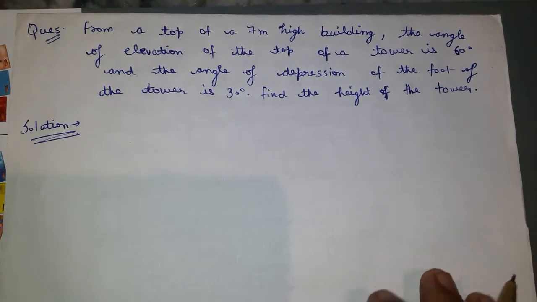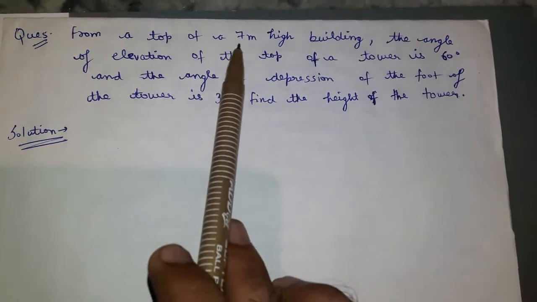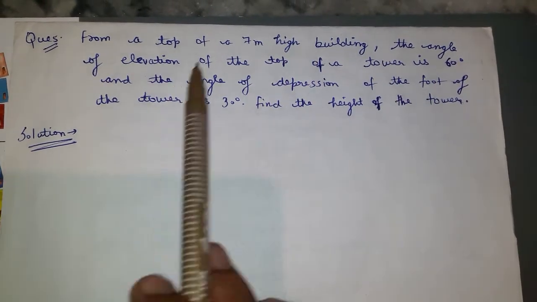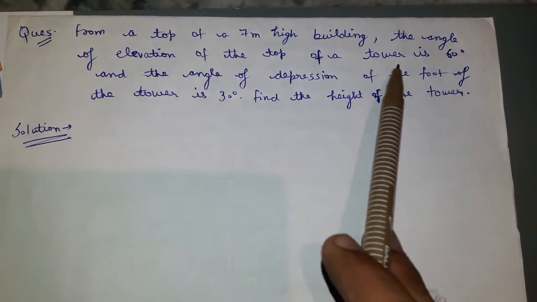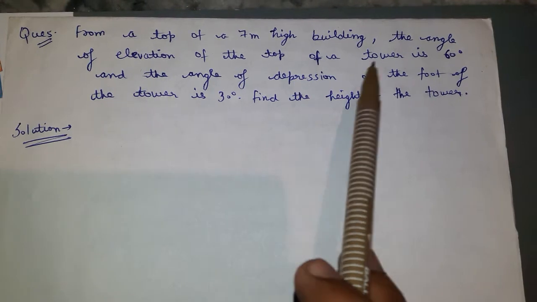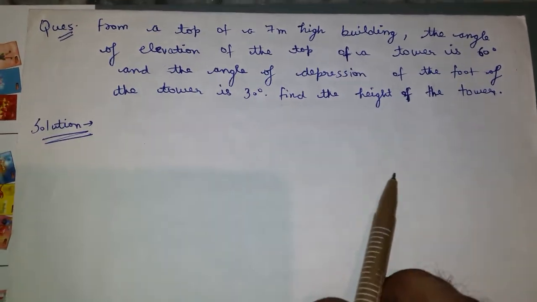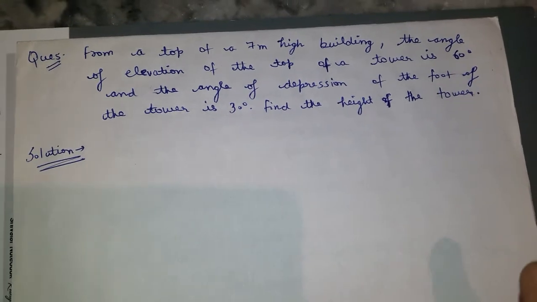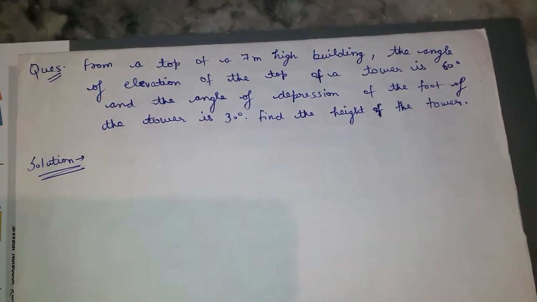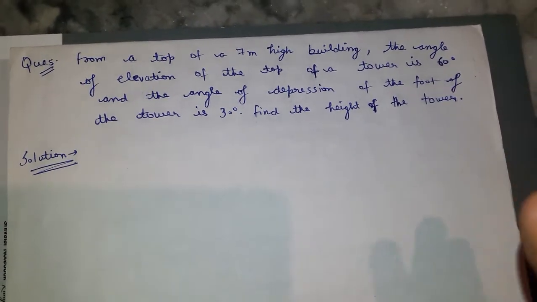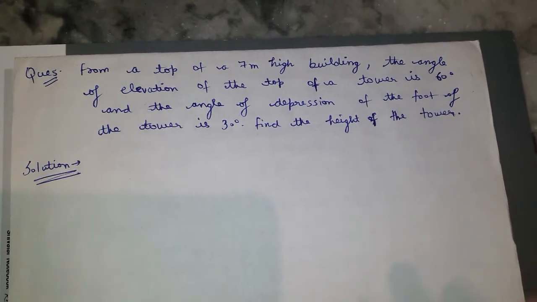Hello. So the question is: from the top of a 7-meter high building, the angle of elevation of the top of a tower is 60 degrees and the angle of depression of the foot of the tower is 30 degrees. Find the height of the tower. First of all, you have to draw the diagram according to the question. After that you can find whatever the question is asking.